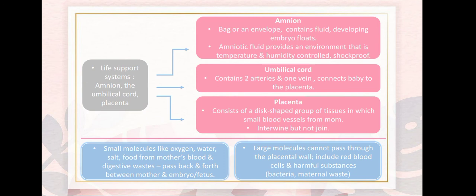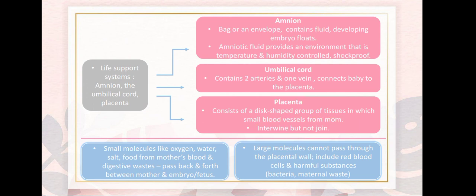And then another life support system is called the umbilical cord. The umbilical cord contains 2 arteries and 1 vein. It connects the baby to the placenta. It is like a cable which connects the baby to the placenta, and they call it the umbilical cord. And then the placenta. The placenta consists of a disc-shaped group of tissues in which small blood vessels from mom intertwine but do not join.